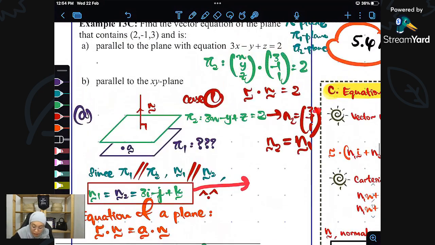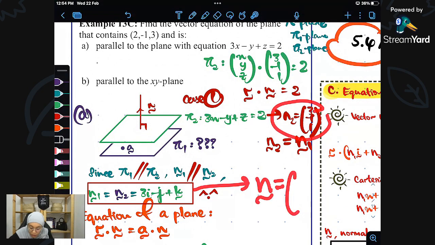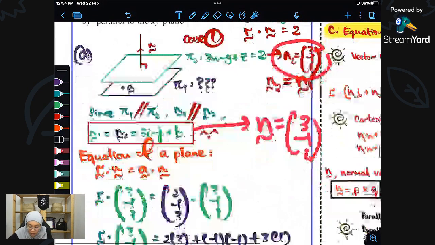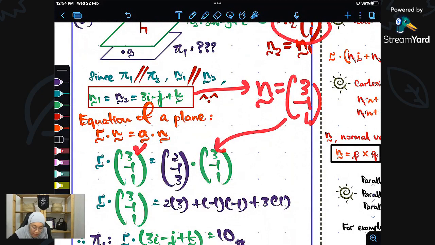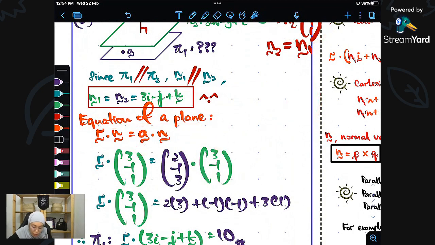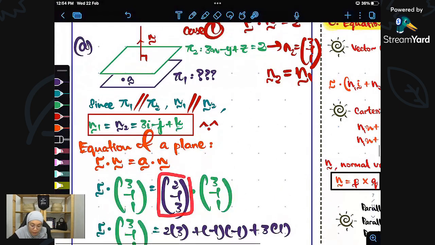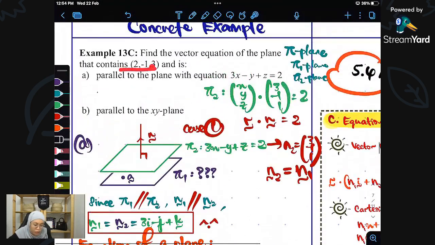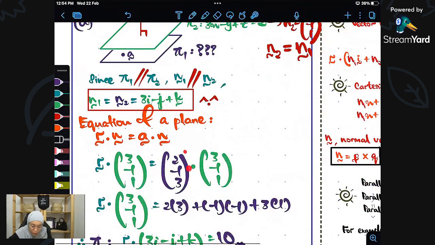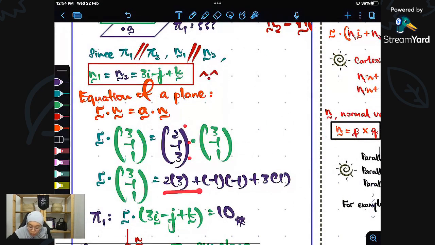Like I said, this is the normal vector. The normal vector now is equals to 3, negative 1 and 1. You sub into the formula there. Masukkan ke dalam formula equation of plane. Masukkan position vector A. So position vector A hanyalah point yang satu-satunya point saja dia bagi dekat situ, iaitu 2, negatif 1 dan 3. Masukkan 2, negatif 1 dan 3 and then you do it normally.